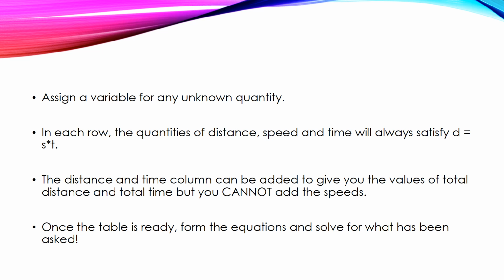In each row, the quantities of distance, speed, and time will always satisfy d = s × t. The distance and the time column can be added to give you the values of total distance and total time, but you cannot add the speeds. Think about it. If you drive 20 miles per hour on one street and 40 miles per hour on another street, does that mean you average 60 miles per hour?